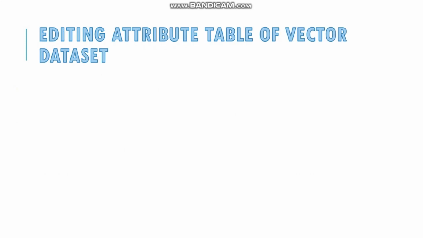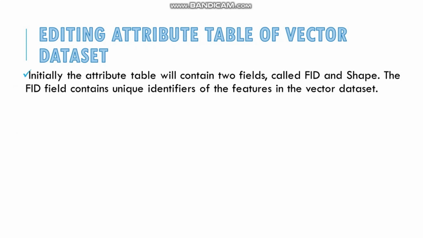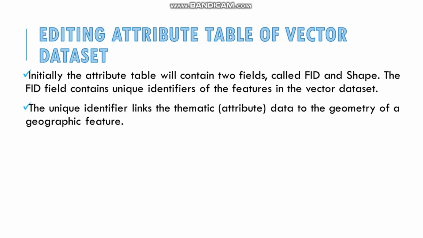So editing the attribute table of a vector dataset. Initially, the attribute table will contain two fields called FID and Shape, given by ArcMap. The FID field contains unique identifiers of the features in the vector dataset. The unique identifier links the thematic attribute data to the geometry of a geographic feature. So each geographic object, like a point, line, or polygon, has its FID, and via this FID, the object is linked to its attributes.